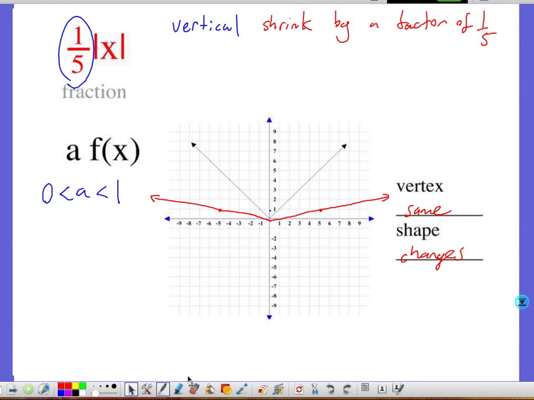So this is whenever, here's the function notation, whenever a, in this case we have a is 1/5, which is between 0 and 1, it's always going to be a vertical shrink. Remember, the number is on the outside, so it is vertical. And the factor is going to be 1/5.